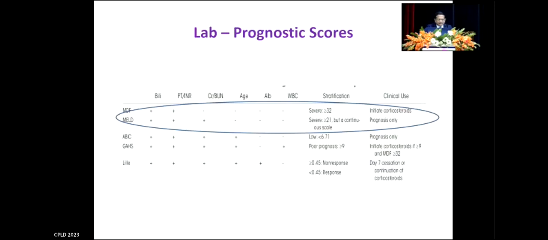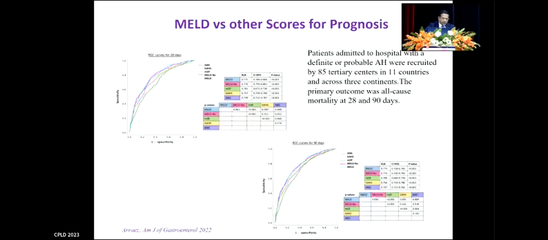MDF, like I said, more than 32 is severe hepatitis, and it is an indication to start steroids. MELD more than 21 goes on a continuous scale, and it is not really used as a marker to start steroids; it's a prognostic marker only. And the Lille score, like I told you, has a clinical use to decide whether to continue or to stop steroids. So with all these scores, where do they leave us?